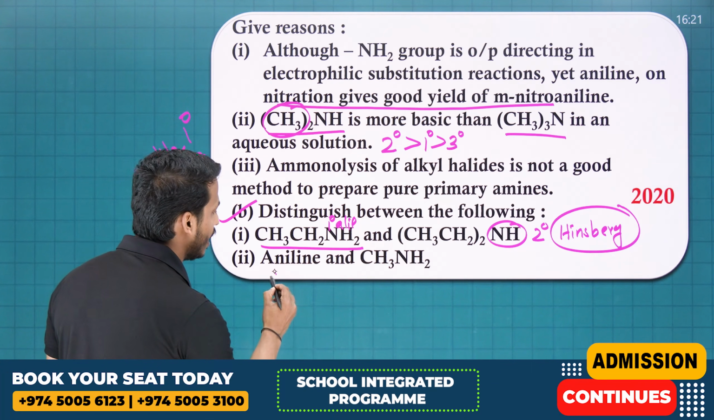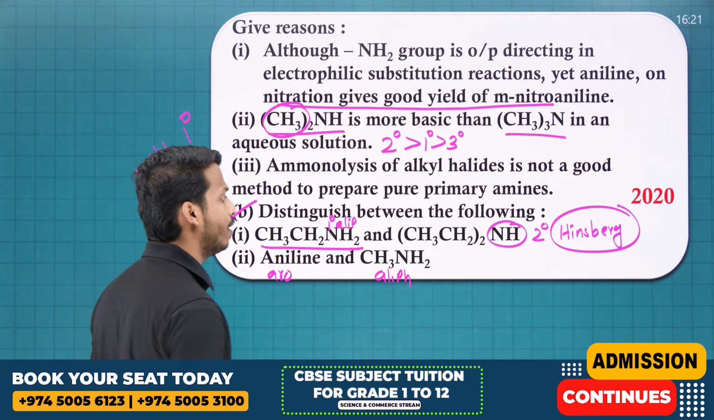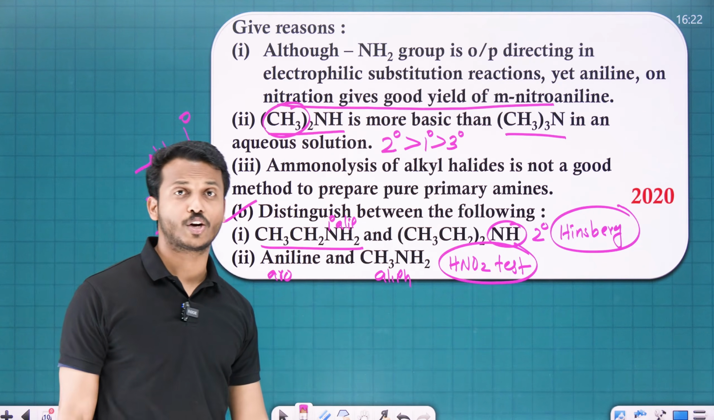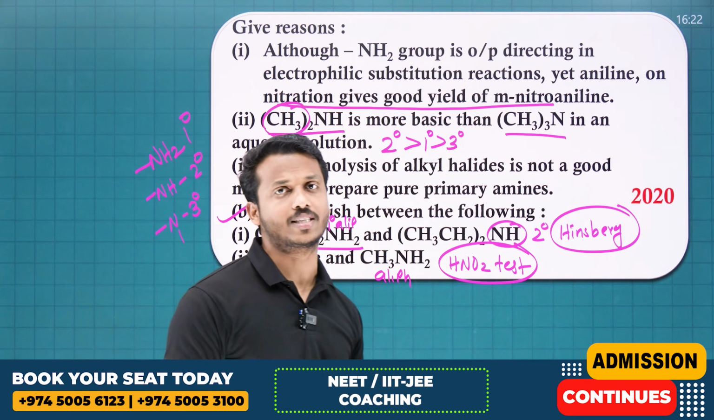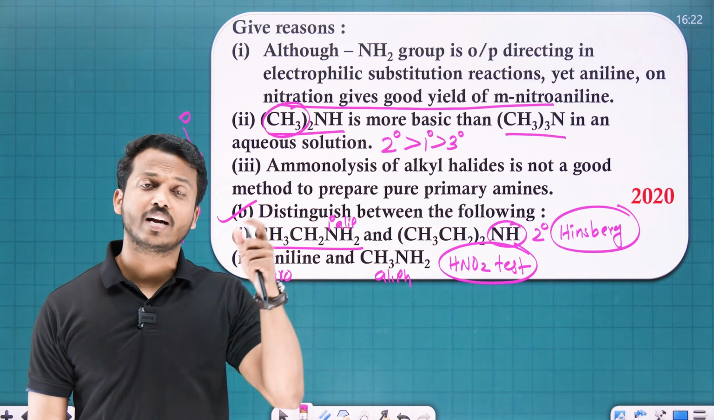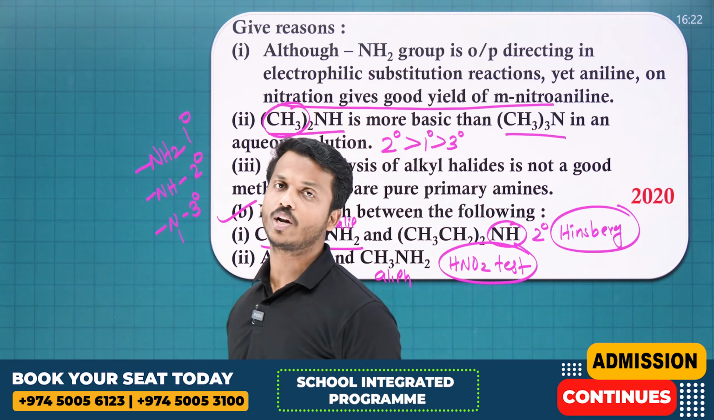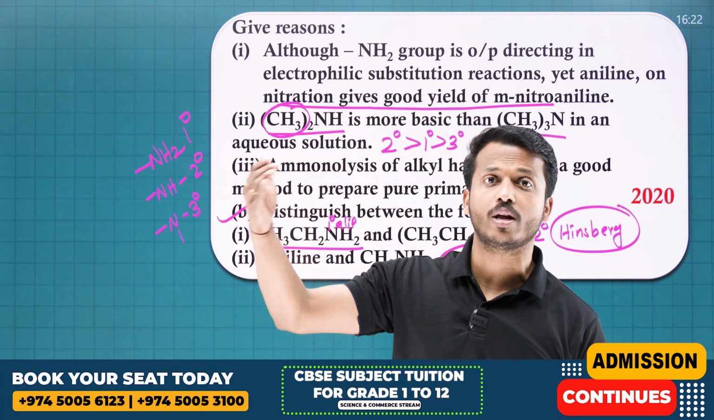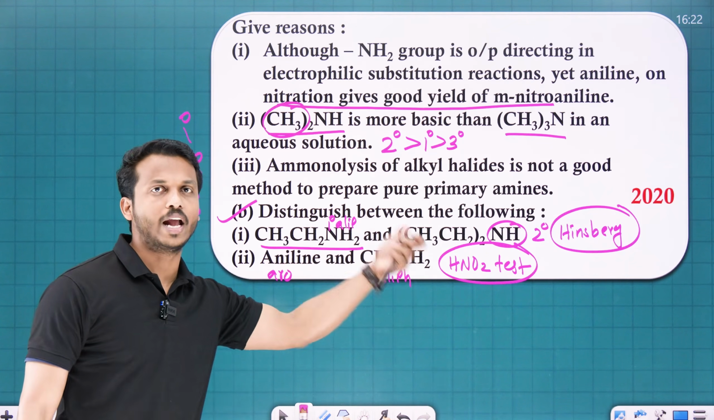What is this? Aniline. Aniline is aromatic, methanamine is aliphatic. Aromatic and aliphatic amines are distinguished by the nitrous acid test. Remember, both aliphatic and aromatic amines react with nitrous acid, diazotization, to form salts. Aromatic amines form aryl diazonium salt, aliphatic amines form alkyl diazonium salt, whereas aromatic diazonium salt is more stable due to what? Resonance. So the alkyl diazonium salt immediately reacts with water and forms alcohol faster. That is the observation in the HNO2 test.